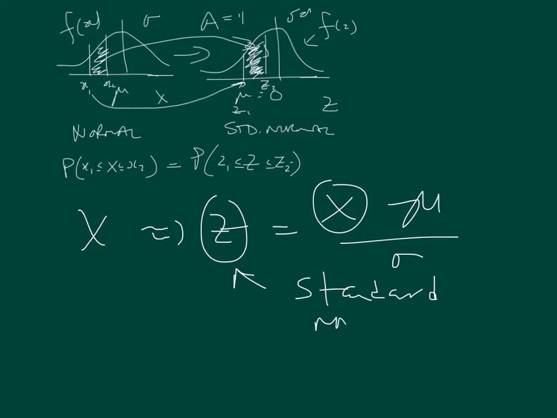Standard normal variate. So that's the z value. And so for any x, as long as we have the mean and standard deviation of the population, we could convert to a z value. Question is, what do we do with the z value now that we have it? Well, let's figure this out.